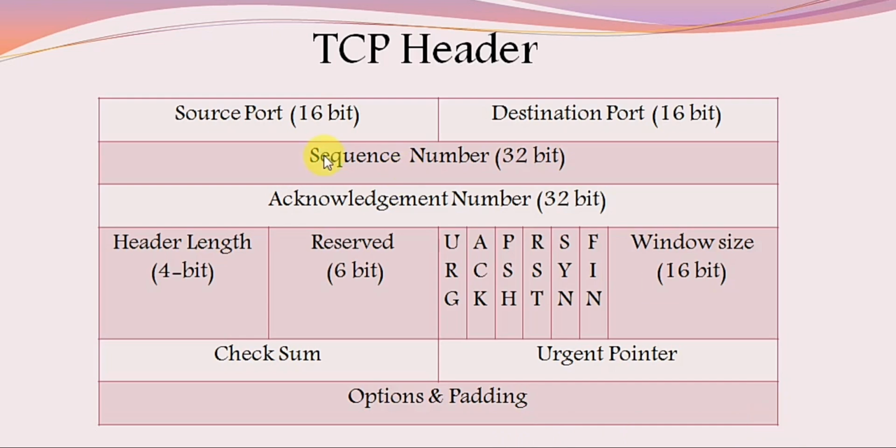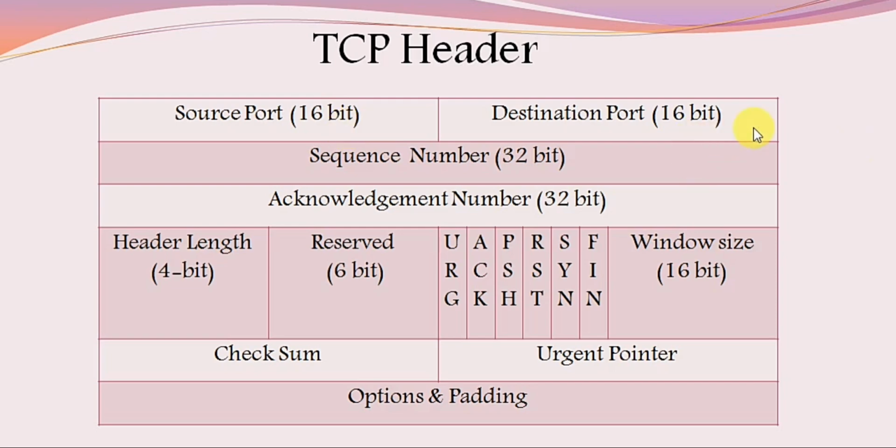Now the first fields in the header are the source port and destination port, and both have a size of 16 bits. The source port and destination port perform end-to-end delivery. As the size is 16 bits, how many combinations will there be? It is 2 power 16, which is nothing but 0 to 65535, and we call these port numbers.